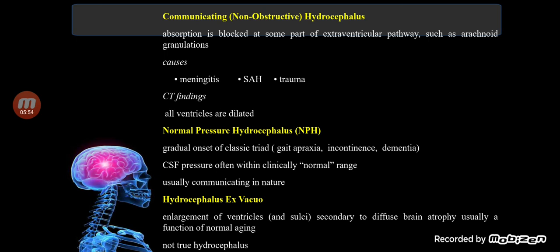Hydrocephalus ex vacuo is not a true hydrocephalus, but an enlargement of the ventricles secondary to diffuse brain atrophy. Usually this is a normal finding of normal aging.